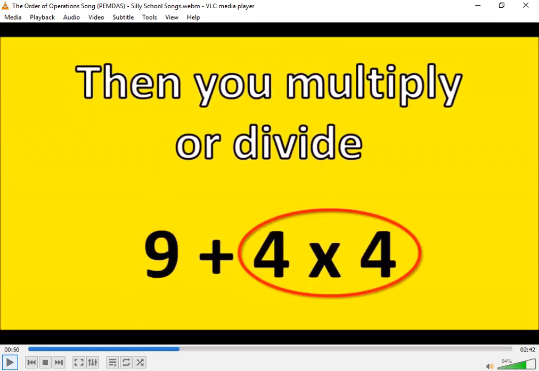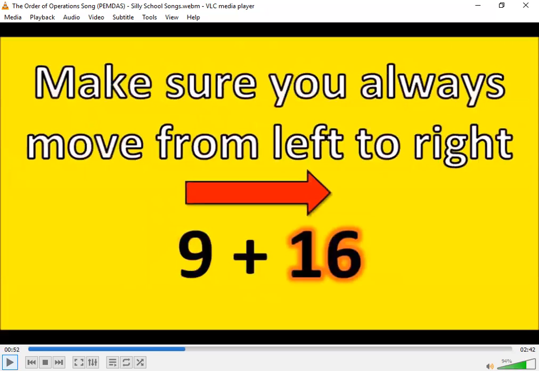Step 3: 4 times 4. Here you will multiply or divide, and in this question we have multiply, so we work with that. So in this question we have 9 plus 16. I have only one operation left, which means we have 25. So the answer is equal to 25.